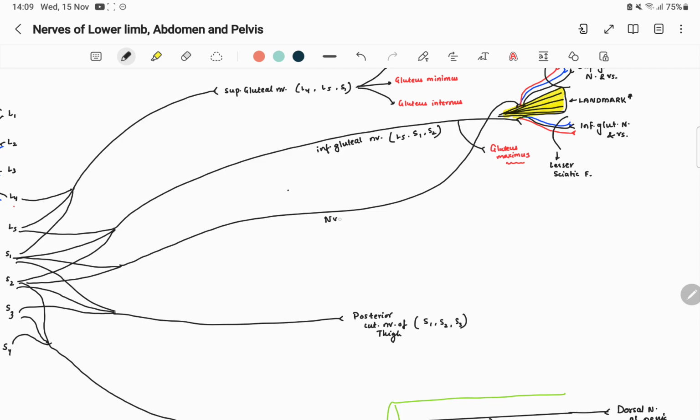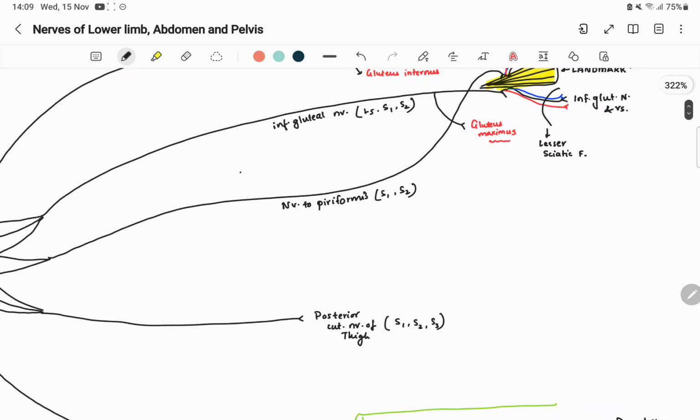This is called the nerve to piriformis. The root value of the nerve to piriformis is S1 and S2, okay. This nerve supplies the piriformis muscle.